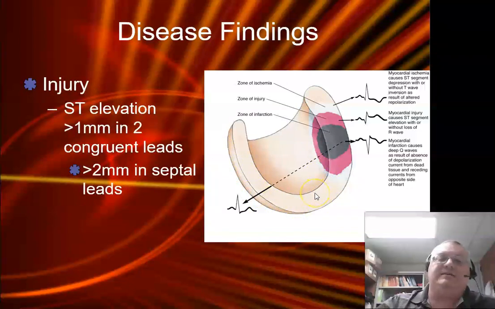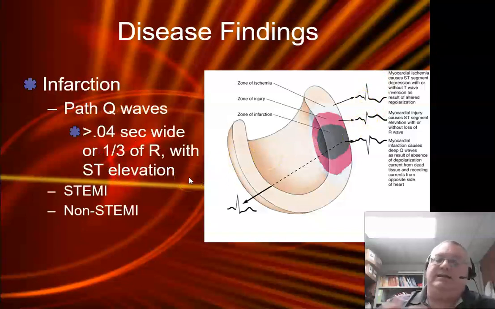So injury is 1 millimeter in two congruent leads where you have ST elevation, and it's very important to point out here, your J point is what determines the ST elevation or depression. And you only need one box, 1 millivolt of change in order to find that. Greater than 2, by the way, in the septal leads. The septal leads take a little bit more to indicate that there's damage going on. And we'll talk about which leads are which.